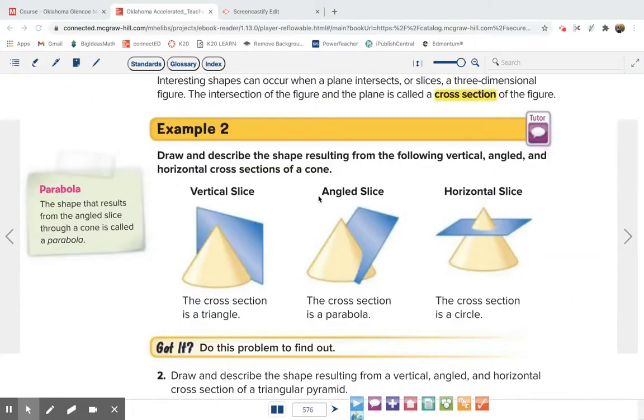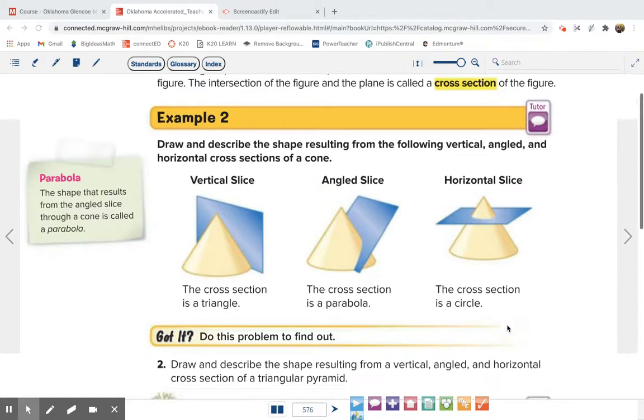It says we can have what's called a cross section. Draw and describe the shape resulting from the following vertical, angled, and horizontal cross sections of a cone. So think of it like if you were to slice it, what would the inside of that look like? So a vertical slice, that would just be a triangle. This one looks kind of like a semicircle, half of a circle, though it says parabola. And this one, if you cut it right there, you would be left with a circle. Okay, I just wanted to kind of show y'all that.